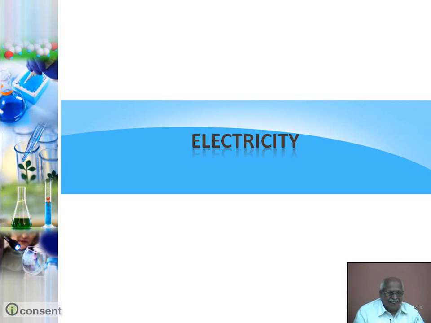Now, what does it mean? First of all, there is some sort of interaction between electrical charges. Like charges repel, unlike charges attract. It means there is a force of repulsion or there is a force of attraction between electrical charges. So in this way, there is some sort of force. It is called interaction force between electrical charges.